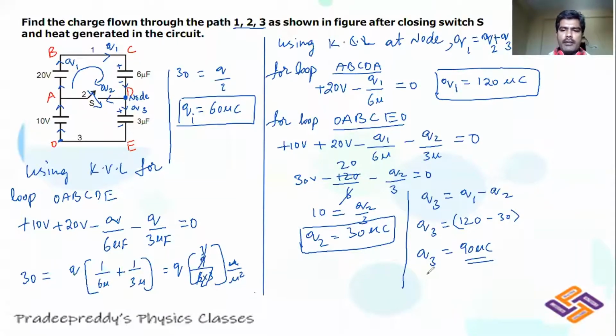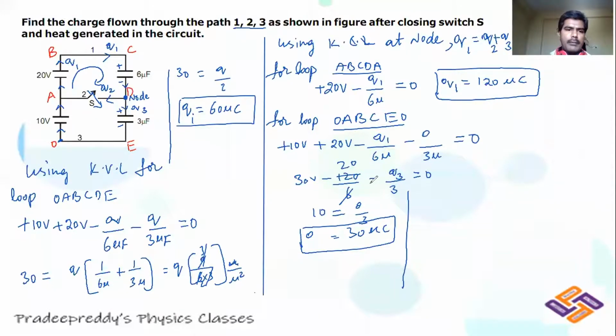I'm sorry. I have made one small mistake. Here it is Q3. This is Q3. So the value which you are getting here, it is Q3. This is Q3 because along this 3 microfarad, how much charge we have taken? That is Q3, right? So from here you will get Q3 is equal to 30 microcoulomb.